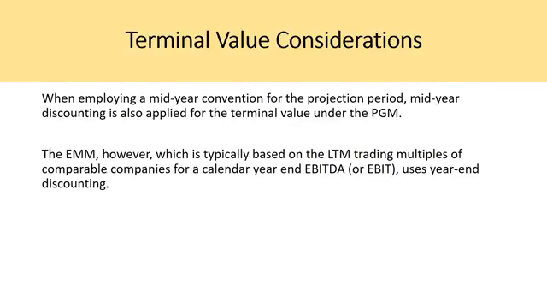The EMM, however, which is typically based on the last 12 months trading multiples of comparable companies for a calendar year and EBITDA or EBIT, uses year-end discounting. So essentially, if you're going to use the Gordon growth or perpetuity growth method, you can use the discounting factor raised to the power of n minus 0.5. However, if you're going to use the exit multiple method, when you're discounting that terminal value back to the present, you're using the year-end discounting assumption, because that's based on the last 12 months trading multiples, which are based on year-end discounting.